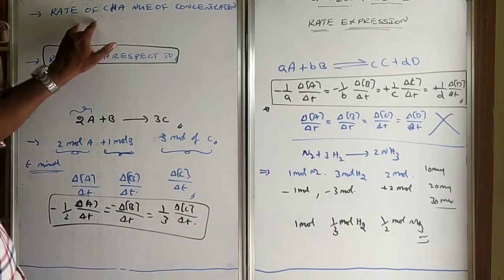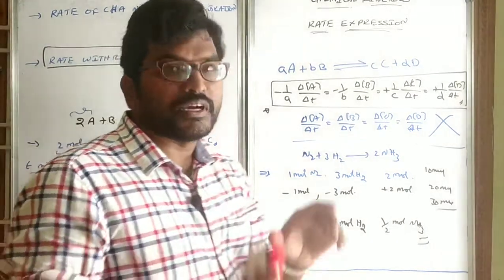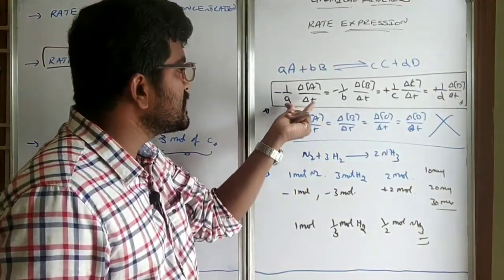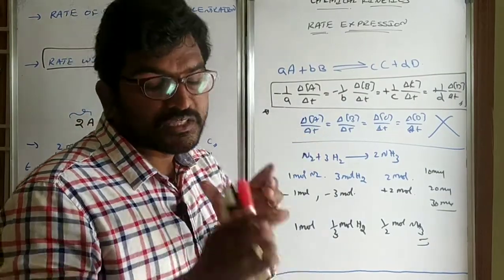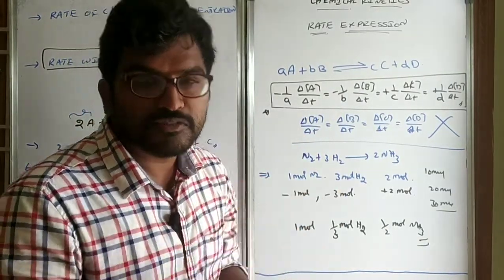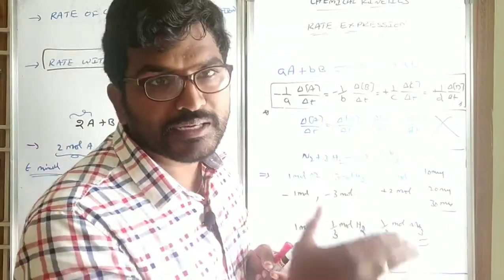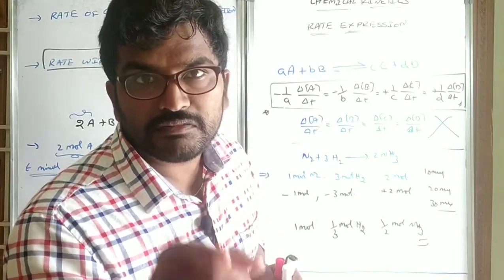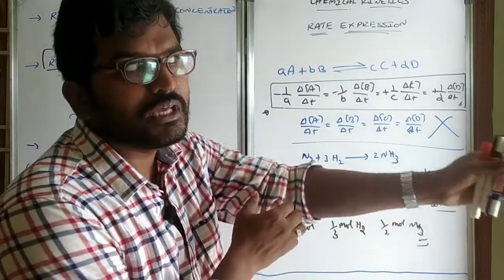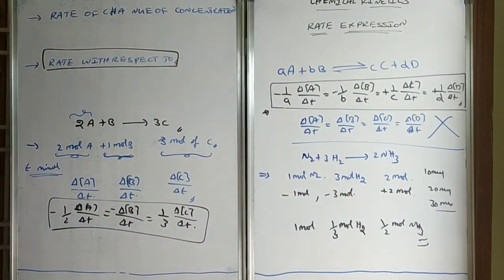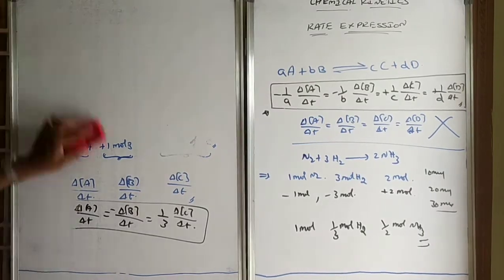So be careful. Rate of change is different, rate with respect to is different. If rate with respect to is coming, this you have to mention; if rate of change, this you have to mention. So be careful with these two. Rate of change means total, irrespective of the relation with other elements, the change we are discussing. Rate with respect to means we are making the change equal in terms of all the components. That's why we are writing here.